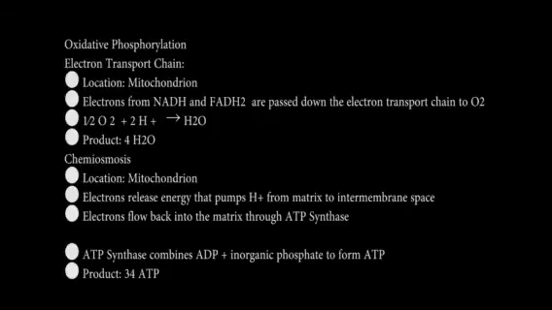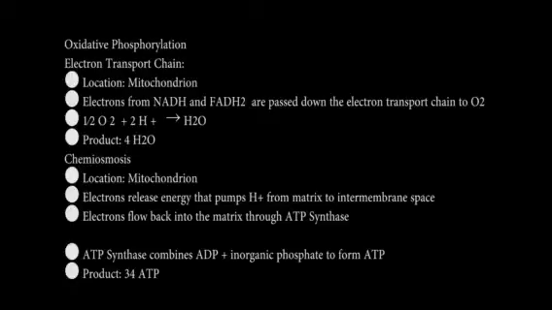Oxidative phosphorylation contains 2 parts, the electron transport chain and chemiosmosis. It occurs in the mitochondrion. First, the electrons from NADH and FADH2 are passed on into the electron transport chain. The electrons lose energy as they are passed down the chain to molecular oxygen, the final electron acceptor. Half of the molecular oxygen combines with the 2 hydrogen ions to form a water molecule. For every glucose molecule, 4 waters are produced.